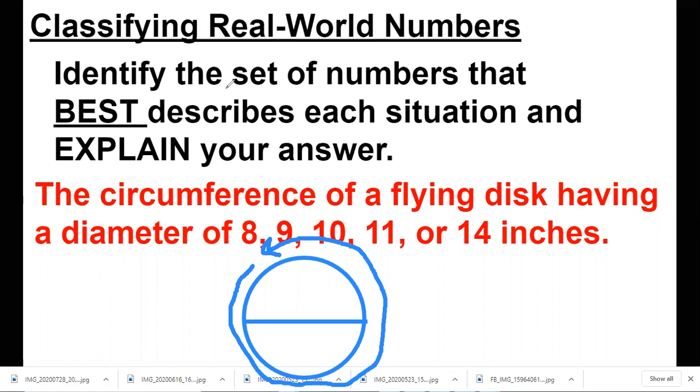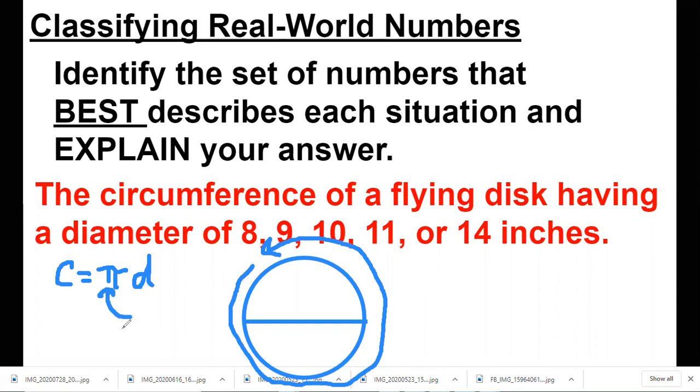Remember the circumference formula for a circle? Circumference is equal to pi 2r or pi d, pi times diameter. So pi times the diameter of 8, 9, 10, 11, or 14 would give you the circumference of this flying disc. Well, what do we know about multiplying any number times pi? Pi is irrational, right? Pi never ends. Pi could go on and on and on. So there is not an exact number for pi.